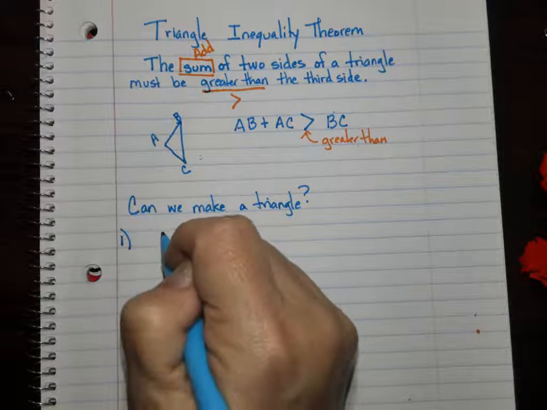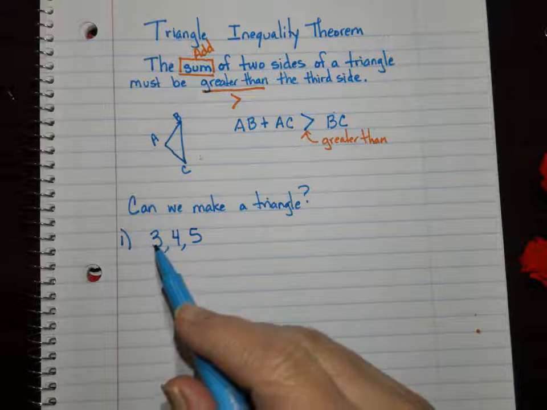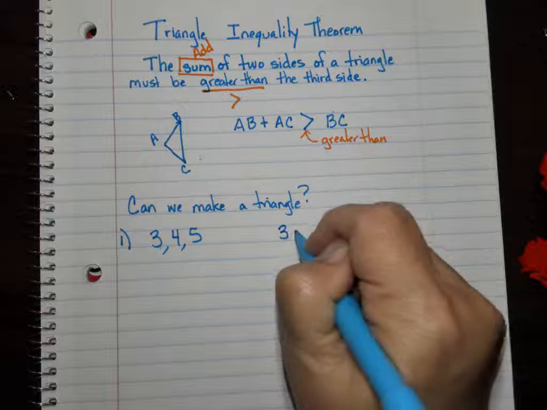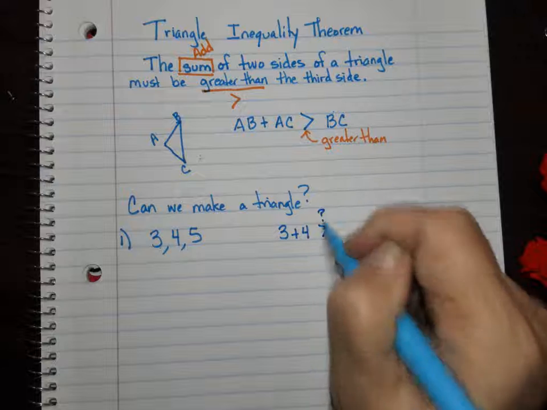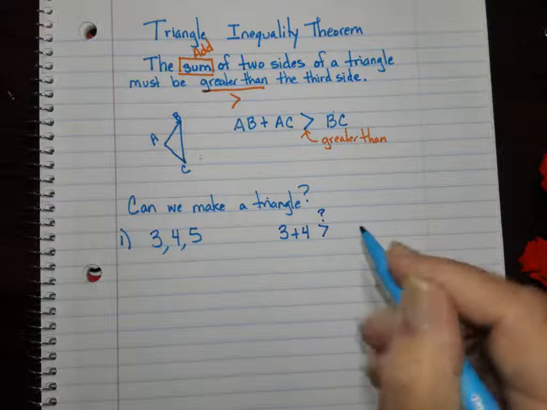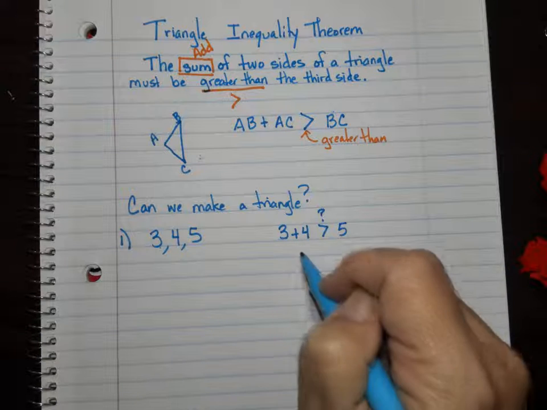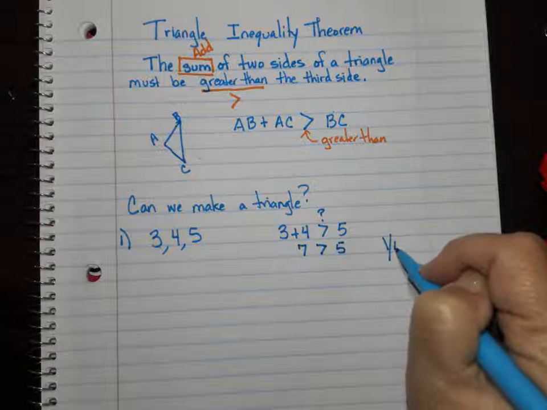So for problem 1, let's say our numbers are 3, 4, 5. And these are measurements. Maybe this is 3 inches, 4 inches, 5 inches. Can those make a triangle? So here's what you do. You take the 2 smallest ones, which would be the 3 and the 4. 3 added with 4. We're questioning, so I'm putting a greater than sign with a question mark. Is that greater than the third number, the 5? So how much is 3 plus 4? 7. 7 is greater than 5. So yes, we can.